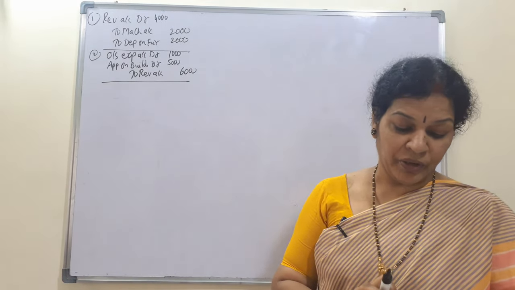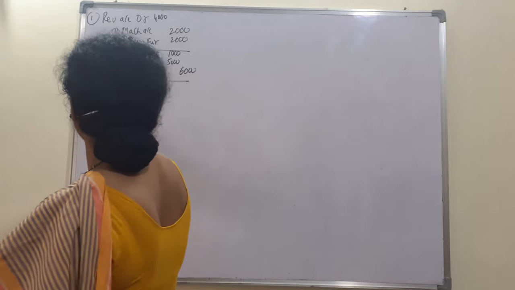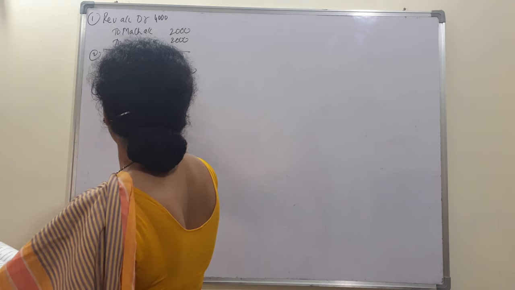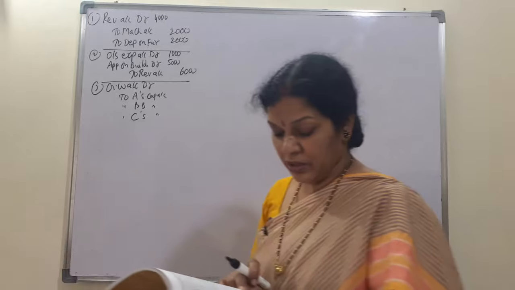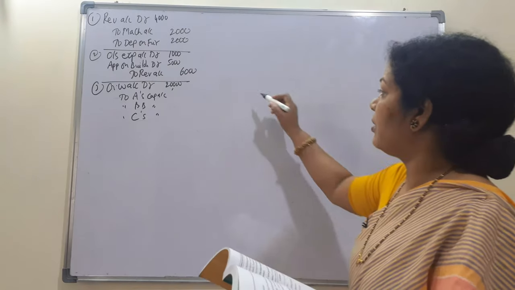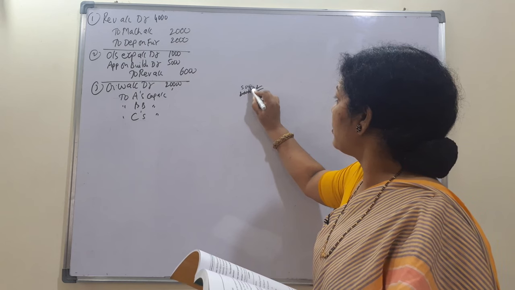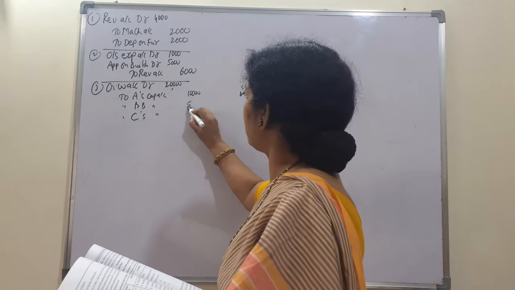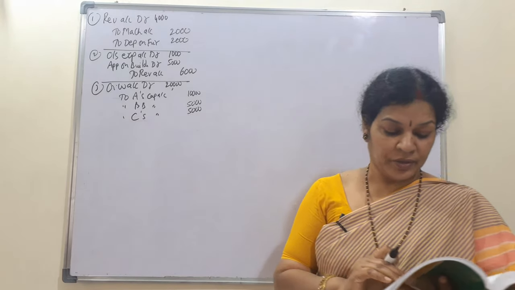Next one, three first entry is over. Now goodwill of the firm valued at 20,000. When goodwill is valued, goodwill account debtor to all the partners' accounts. Goodwill account debtor to A's capital account, B's capital account, C's capital account. Goodwill is here 20,000. 20,000 we are distributing in the ratio of 2:1:1. 20,000 into 2 by 4 means 10,000. 2:1:1 means it comes to 10,000, 5,000, 5,000. Being goodwill raised and distributed to all the partners.